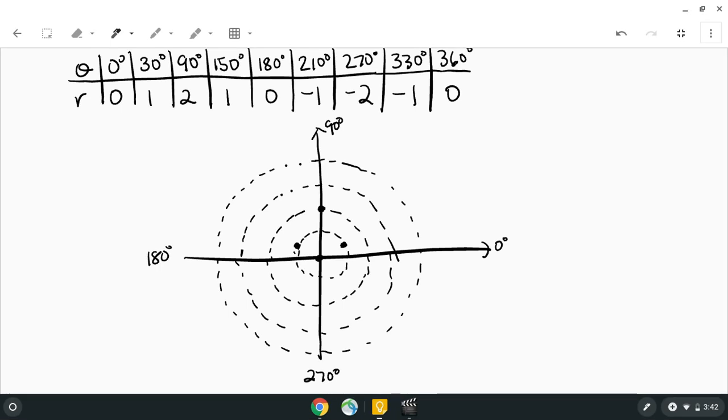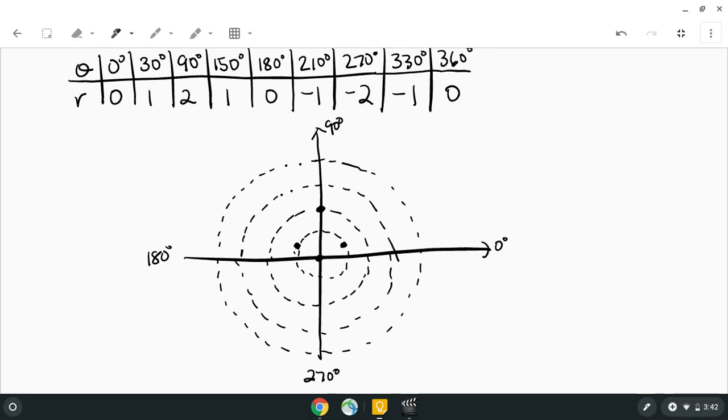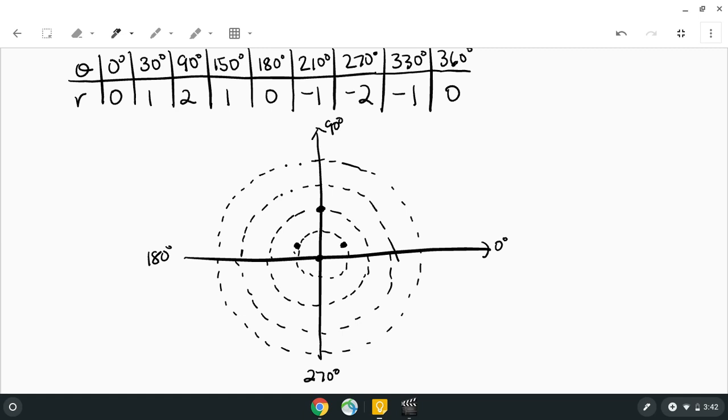And then 270 degrees, negative 2. You have to walk backwards, so that puts us right back up here. And 330 degrees, walk backwards to negative 1. That repeats that point. And then 360 repeats the point 0. So we notice that these points right over here started to repeat.